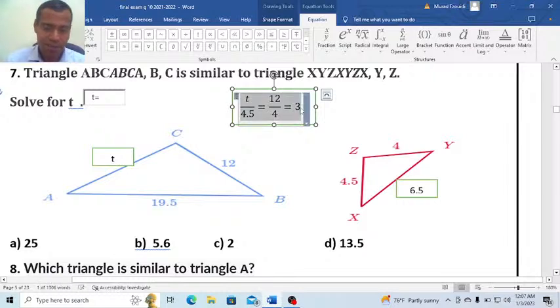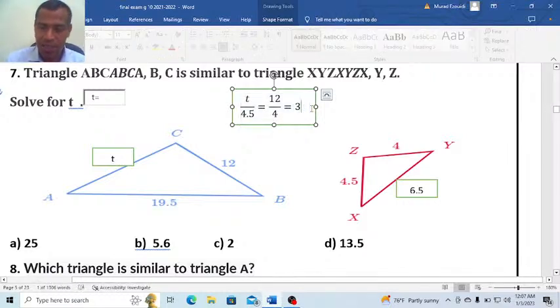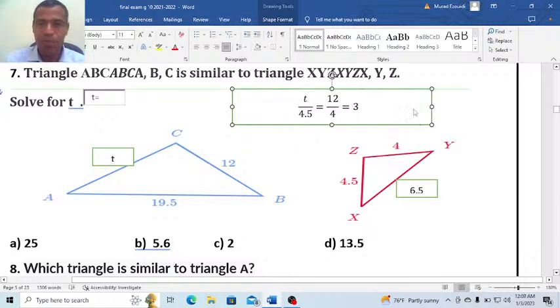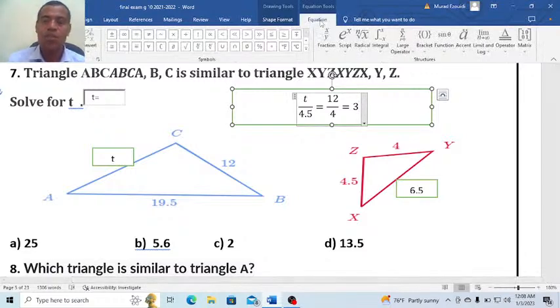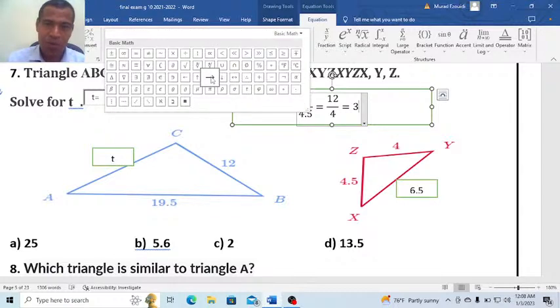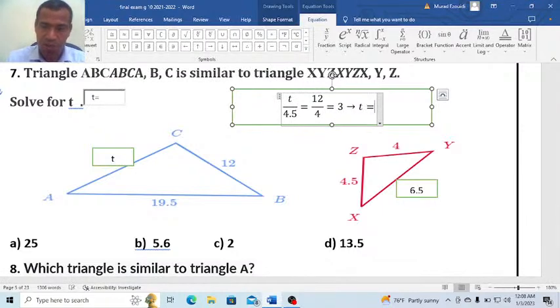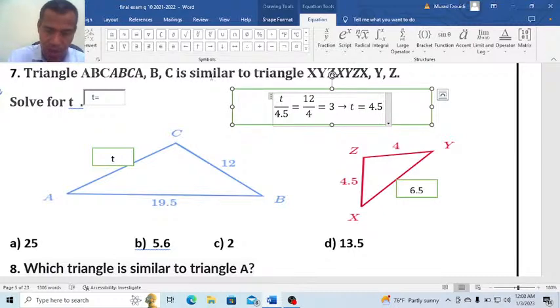Therefore, I will write T equals 4.5 multiplied by 3. So T is equal to 4.5 multiplied by 3, 4.5 into 3.